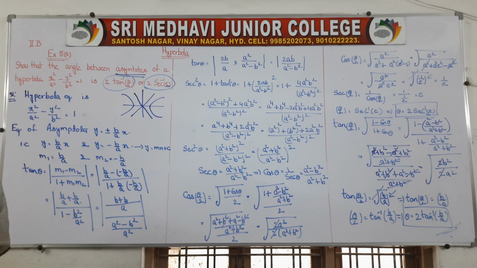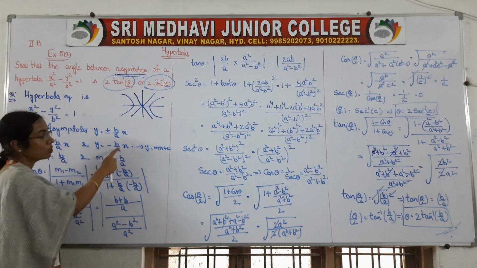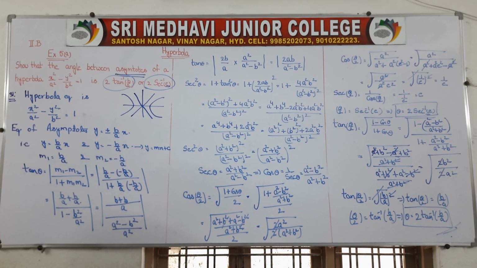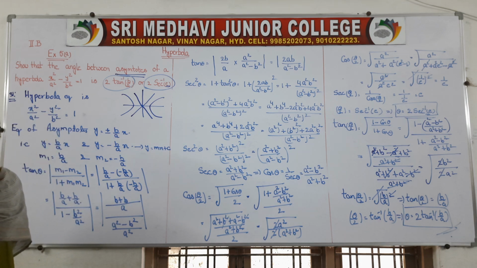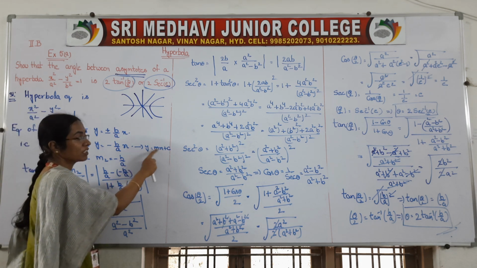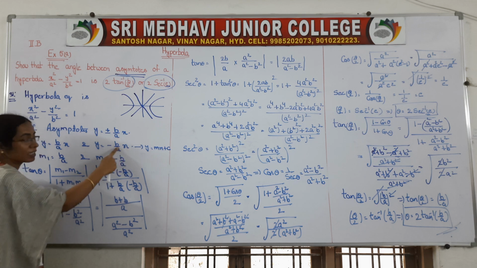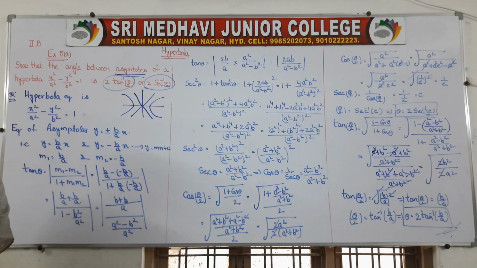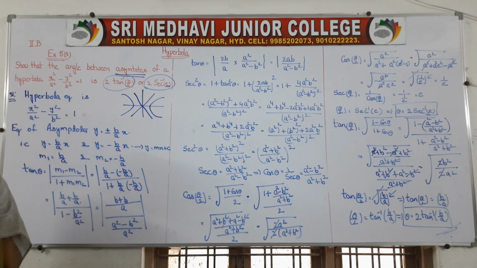Those are called the asymptotes, and two line equations are given to us: y is equal to b by a x, y is equal to minus b by a x. Both are of the form y is equal to mx plus c, where c is 0. c can be 0 also. So the x coefficient is nothing but m. Here the x coefficient is b by a, and for this line it is minus b by a. To make the difference, we have taken m1 as the slope of the first asymptote and m2 as the slope of the second asymptote.